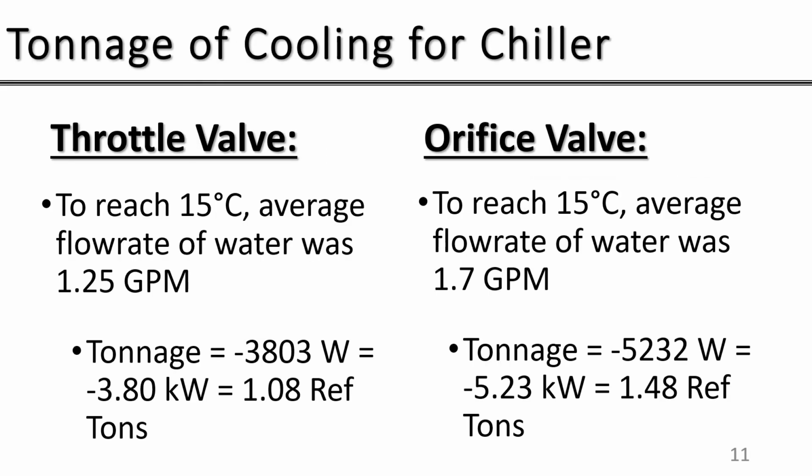To reach an outlet temperature of 15 degrees Celsius for water, the water flow rate had to be on average 1.5 gallons per minute for the throttle and 1.7 gallons per minute for the orifice. This higher flow rate raised the heat to 5,232 watts leaving the water, giving a larger tonnage of cooling. A higher tonnage means that the orifice has a greater cooling capacity, which is more desirable. This falls in line with our previous data that the orifice valve had greater efficiency than the throttle.